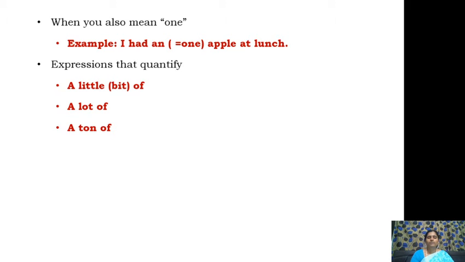So before those expressions also, we use the indefinite article: a little bit of, a lot of, a ton of, a pair of. So in that way, like the expressions which quantify the nouns. In those expressions also we use a or an.